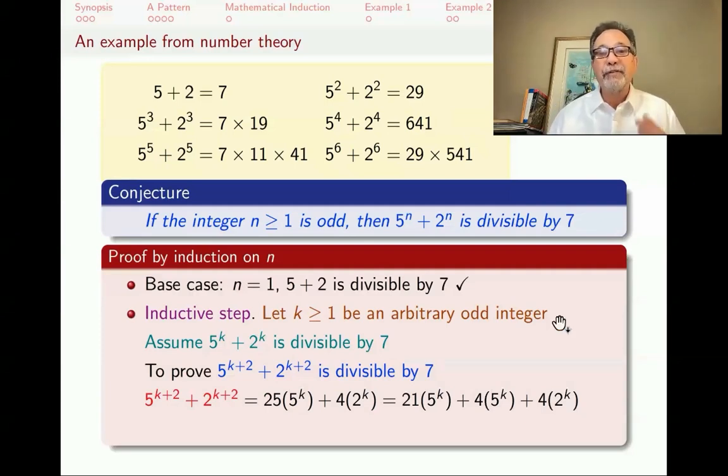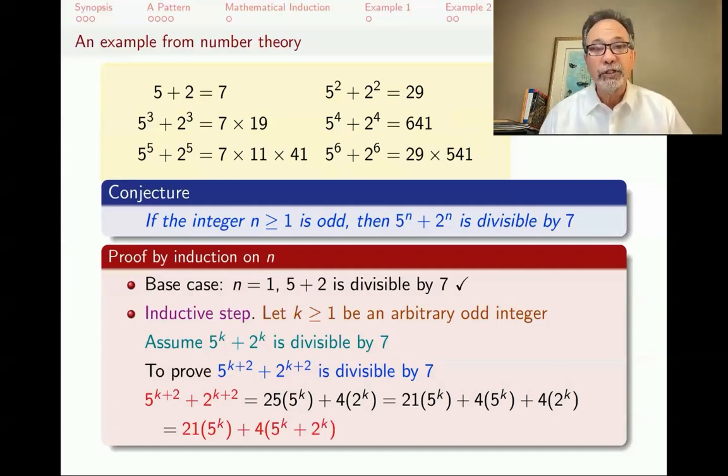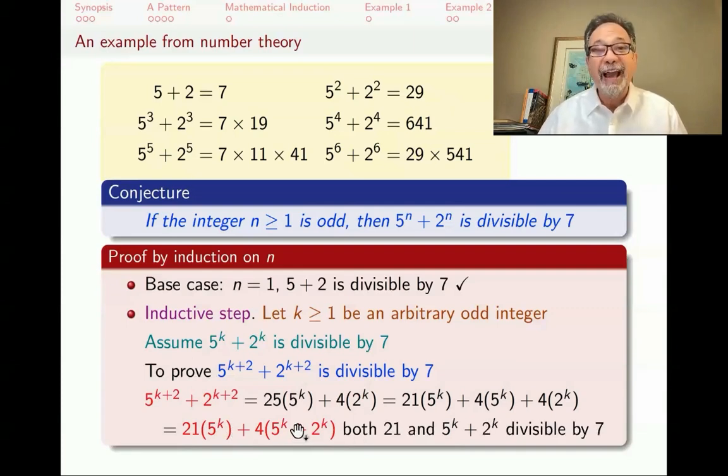I did that because now I can factor a 4 from those two last ones. So I have 21 5^k plus 4 times (5^k + 2^k). So what? Now I notice that 5^k + 2^k, I know is divisible by 7. So this, whatever it is, has a factor of 7. This other term is 21 times 5^k, and 21 has a factor of 7. So both terms have a factor of 7, and therefore I can factor that 7 out, and therefore 5^(k+2) + 2^(k+2) also has a factor of 7. So this was a clever proof using induction.